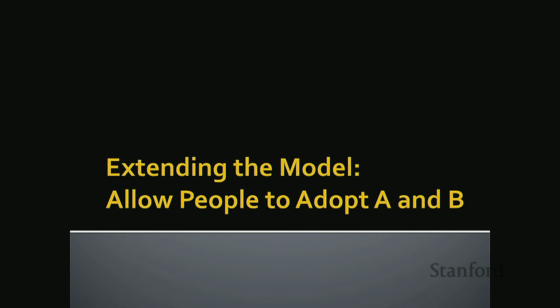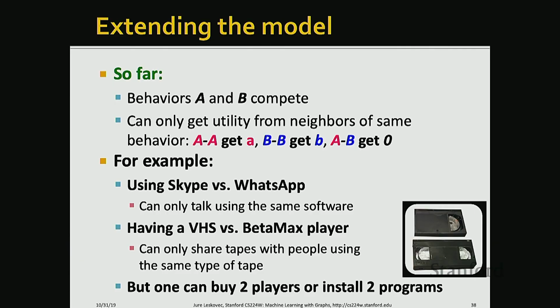What we're going to do in this case is allow people to adopt both A and B. So far, the payoff is only there when the two behaviors match. Two A behaviors give us lowercase a payoff, B and B give us a little b, and A and B get us 0. But now there are some counterexamples with relatively low inertia where you could be adopting both technologies.